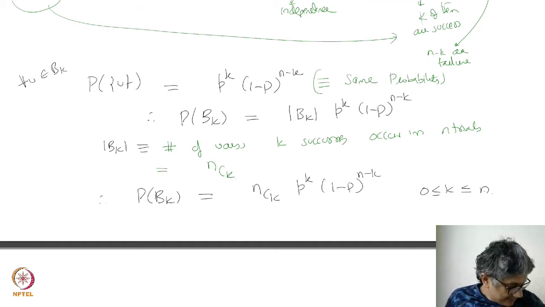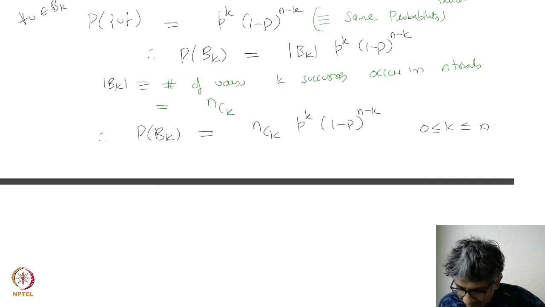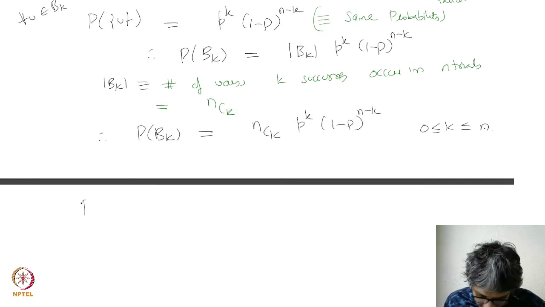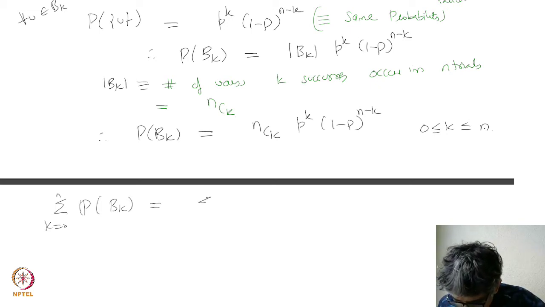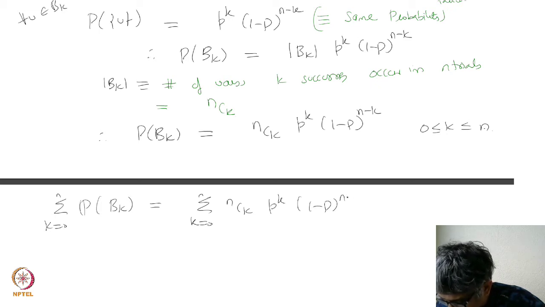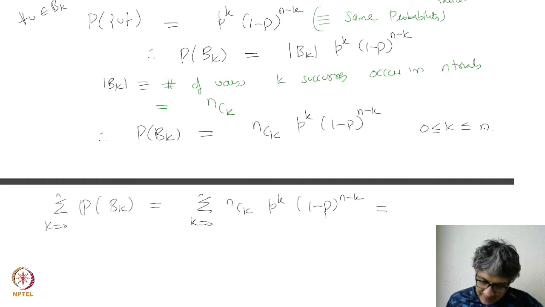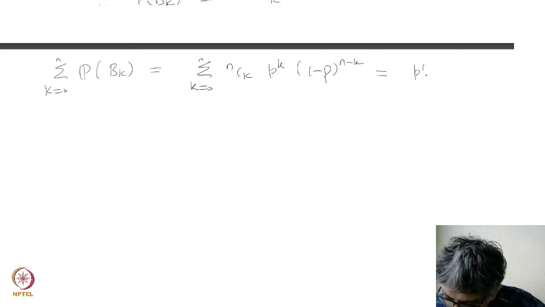So that's where we were last time. This generalizes for any n, and it's a very nice formula. One can also note the following: consider the sum over k equal to 0 to n of the probability of B_k. This is the same as the sum over k equal to 0 to n of n choose k, p to the power k, 1 minus p to the power n minus k. And this is a binomial expansion. We know that's going to be p plus 1 minus p, to the power n.